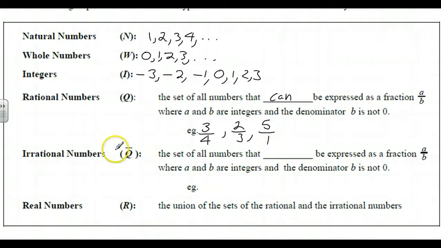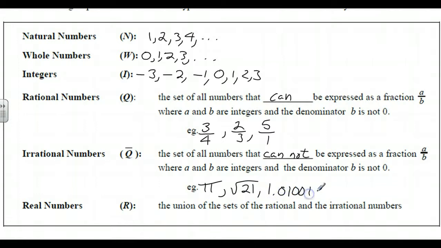5/1. Q bar. The bar in mathematics means not. So the irrational numbers are not rational. This is not Q, right? The set of all numbers that cannot be expressed as a fraction in the form a over b, where a and b are integers, and the denominator b is not 0. So pi is an example of an irrational number. It cannot be expressed as a fraction. Root 21 is an irrational number.